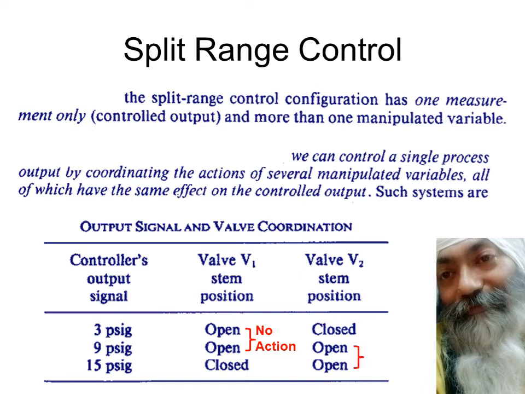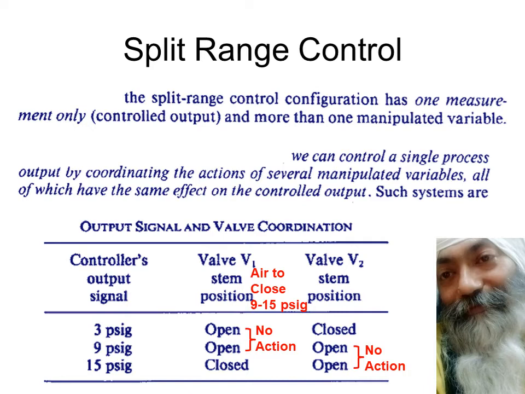It was open at 3, it will remain open up to 9. Second thing which we see is that as far as the second range 9 to 15 is concerned, nothing happens to wall V2. It will remain fully open. The third thing which we observe is that as far as wall V1 is concerned, it is air to close valve, and its range is from 9 to 15 psi.